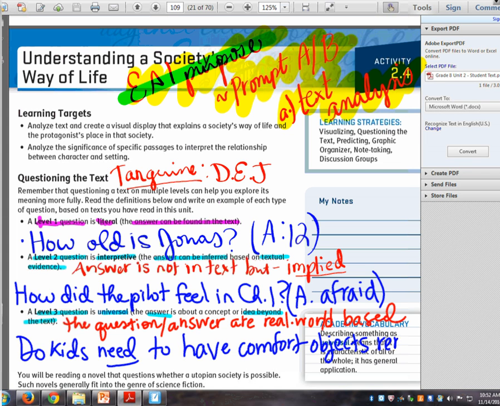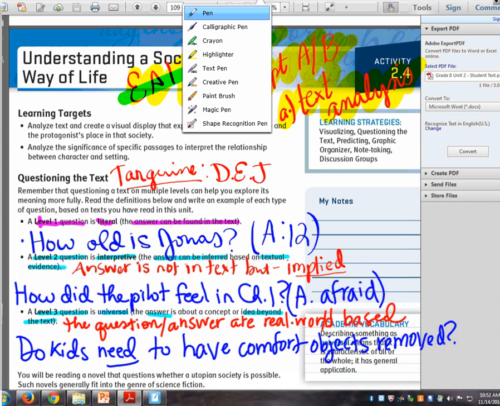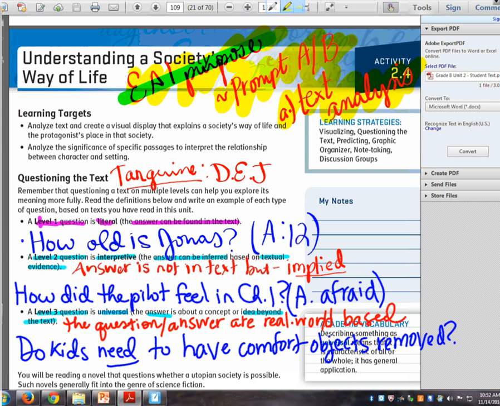And I'll highlight it so you can read it better too. Okay, so the question that I asked: do kids need to have comfort objects removed? Now, why does this tie into the story? How does this question apply to the story itself? Let's see who read. How does this question apply to the story, Nina?